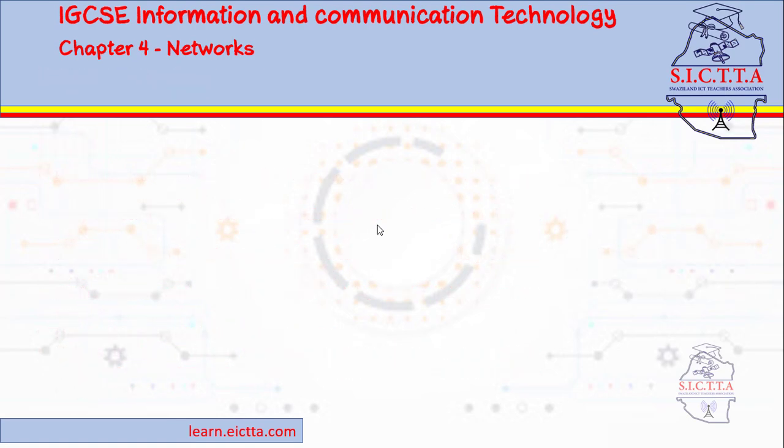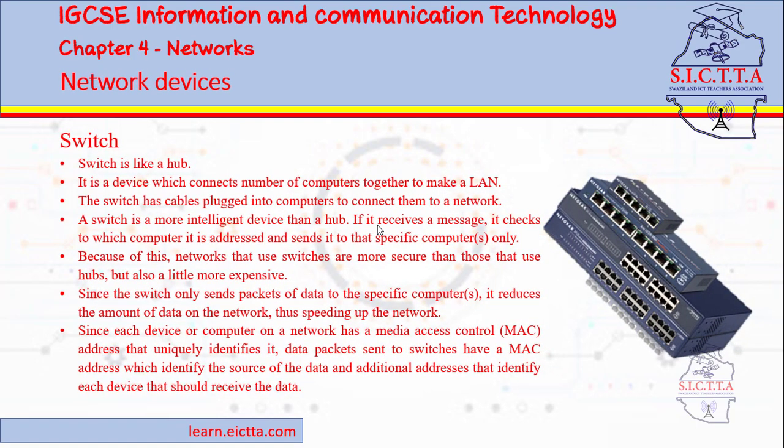So the next computer network device we're going to be looking at are switches. A switch is like a hub. It is a device which connects a number of computers together to make a LAN. The switch has cables plugged into computers to connect them to a network. A switch is more intelligent than a hub. If it receives a message, it checks to which computer it is addressed and sends it to that specific computer only.